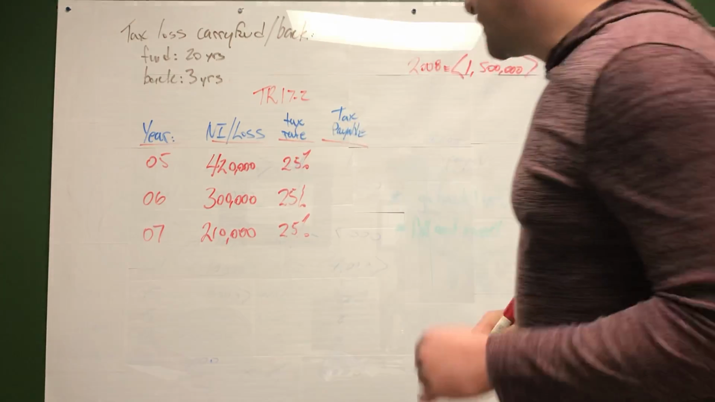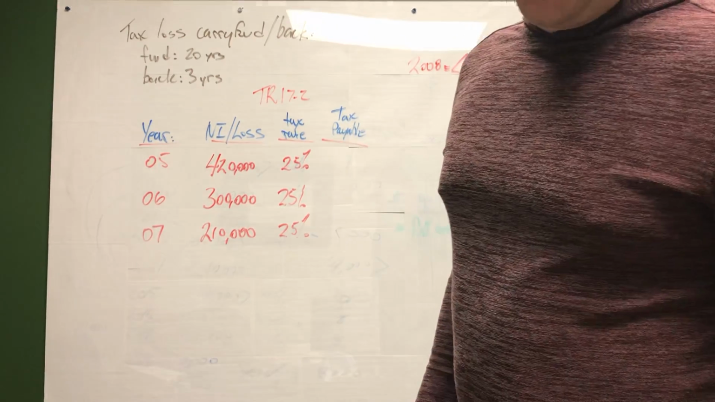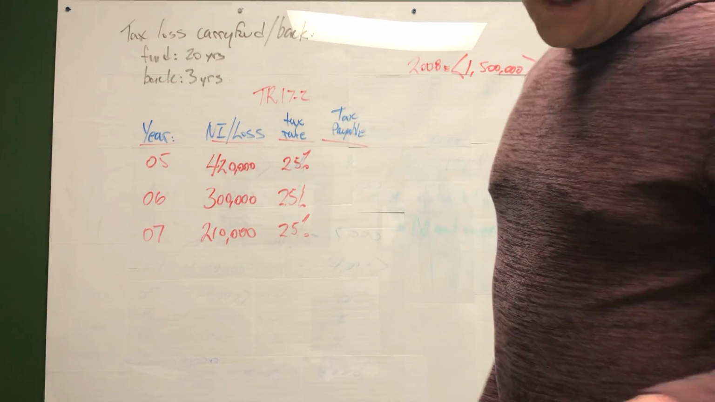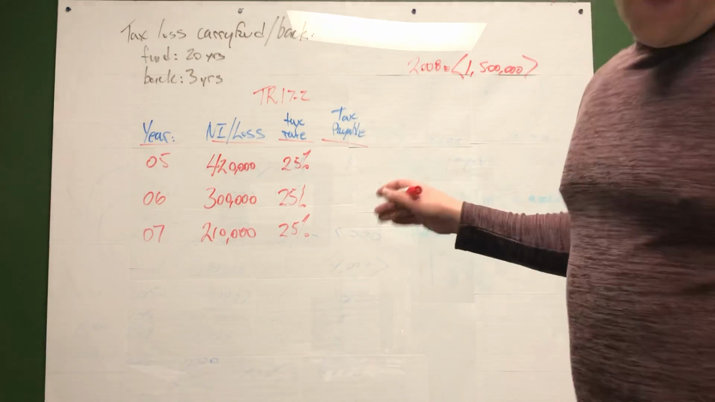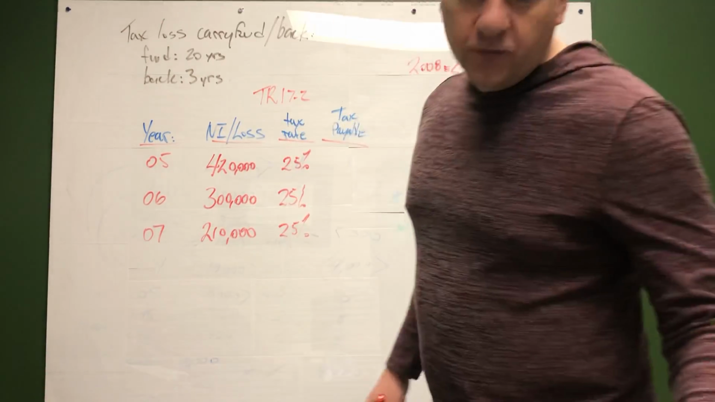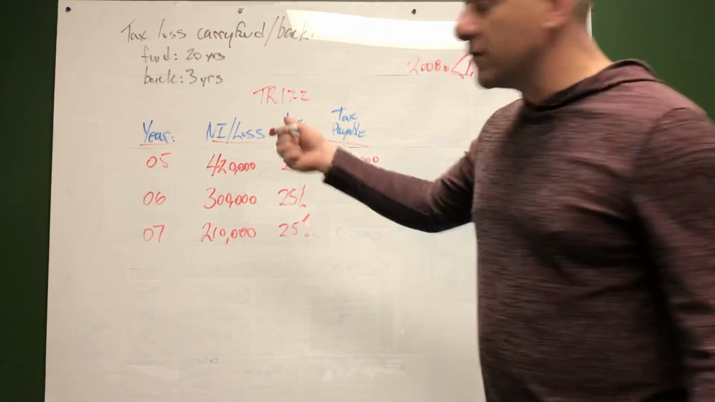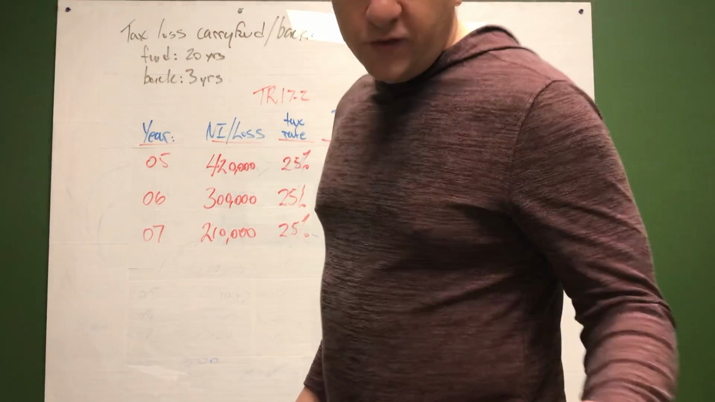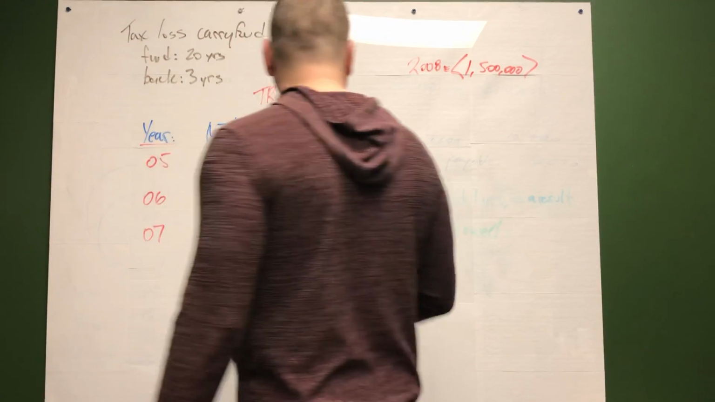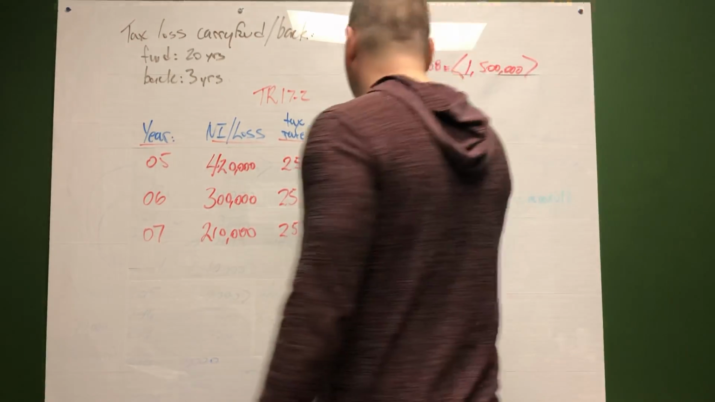Let's just assume that the tax rate is always 25%. In the textbook, they change it to 28. Again, that's not that realistic, but let's look at it this way. So we know that in '05, we paid tax of $105,000. 25% times 420. And in 2006, we paid $75,000 tax. And in '07, we paid tax of $52,500.